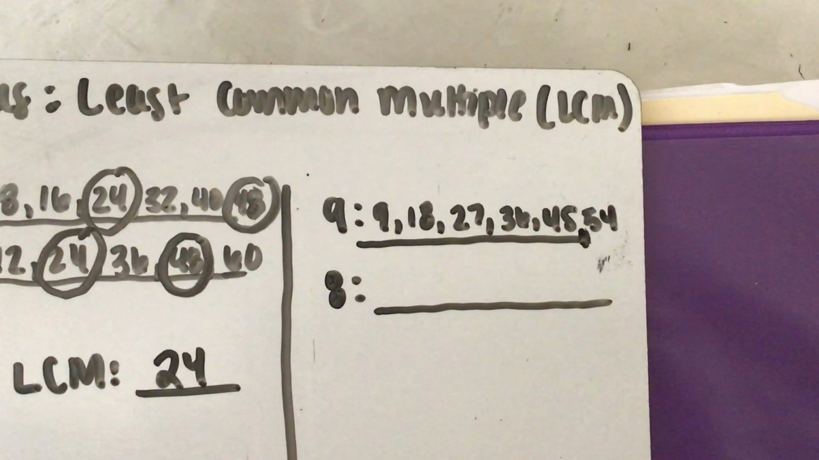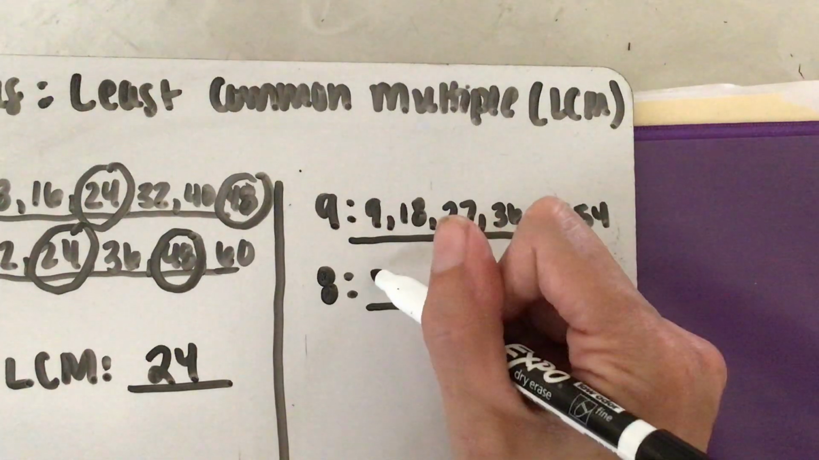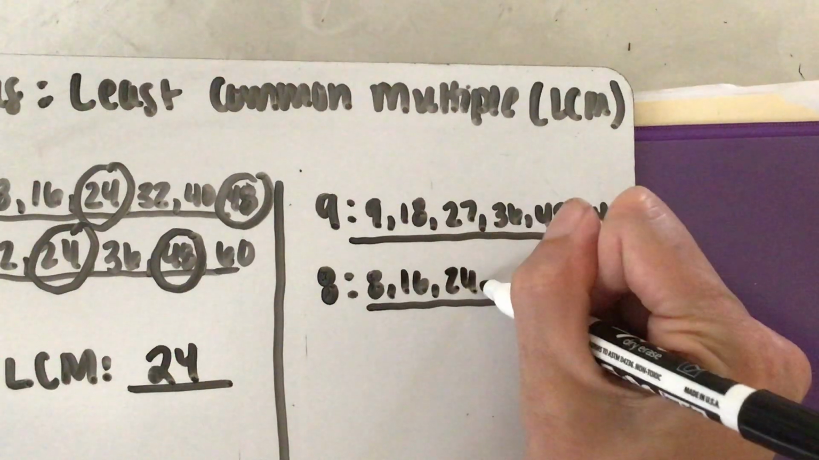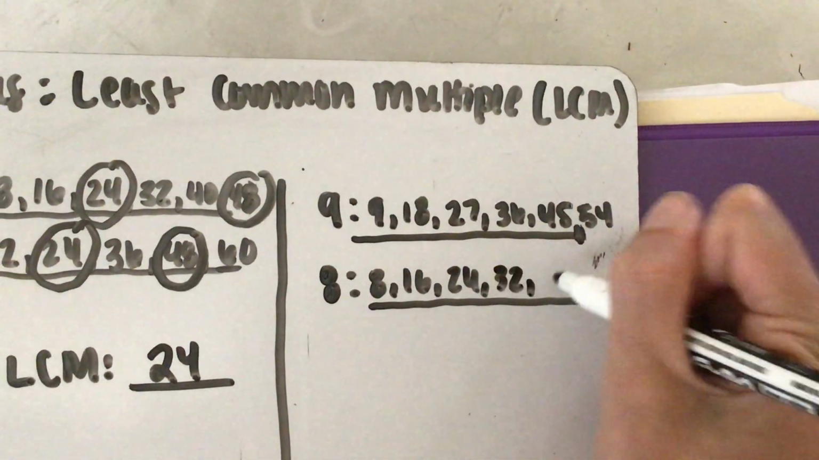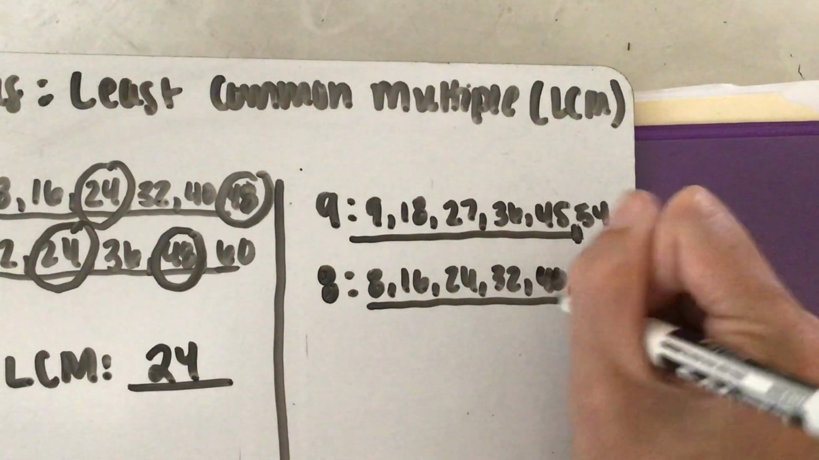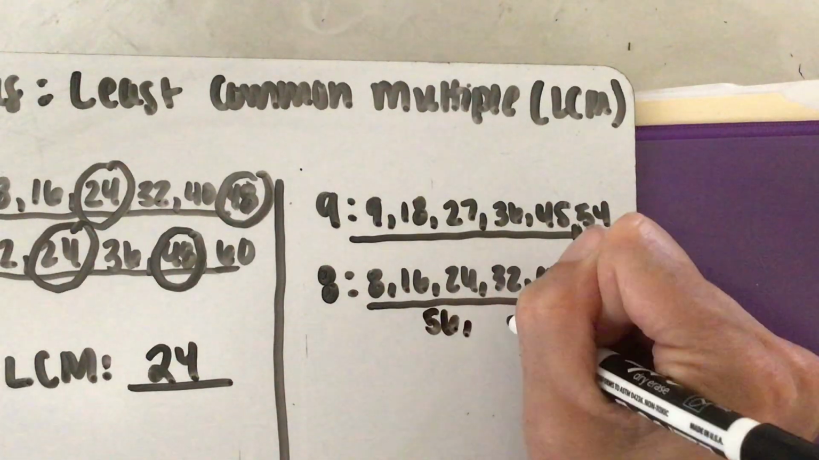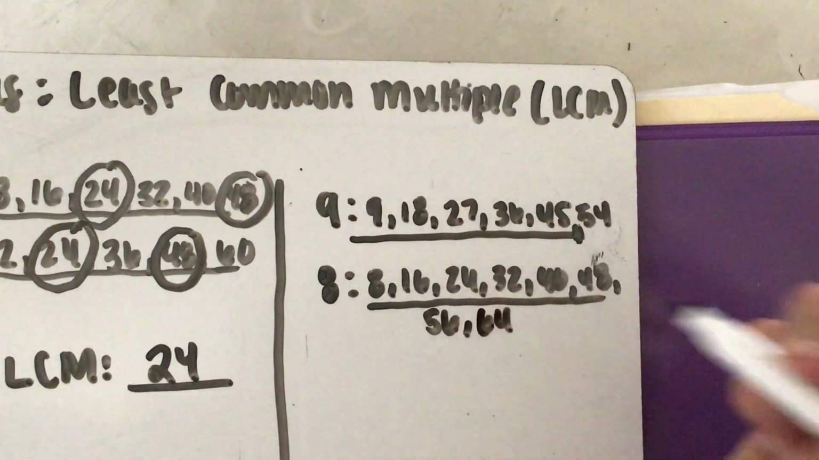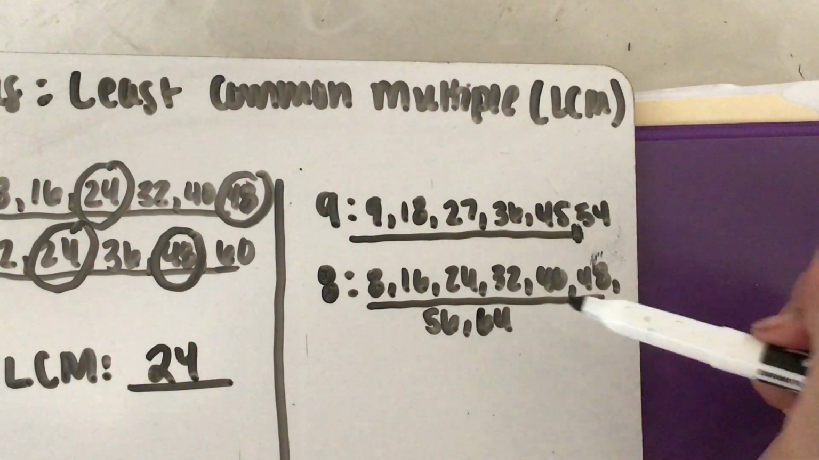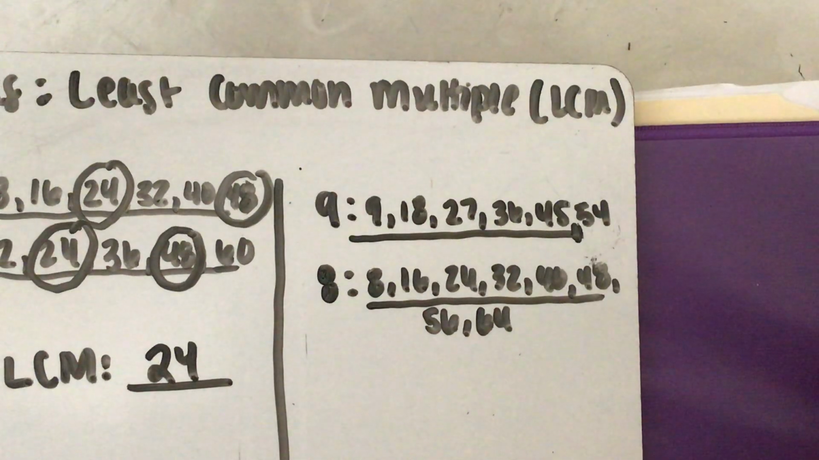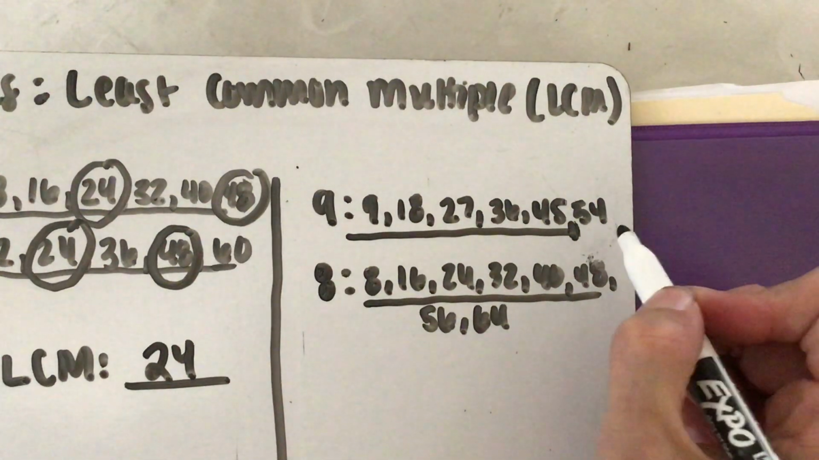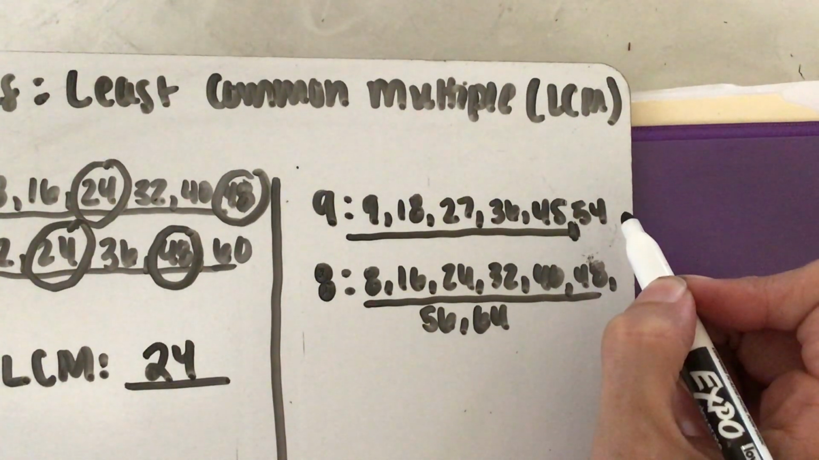Okay, then I'm going to go down to my 8, list my multiples of 8: 8, 16, 24, 32, 40, 48, 56, 64, and I'm noticing I haven't gotten one in common yet. If I stop here, I don't see a least common multiple because I don't see a common multiple at all, which tells me that I actually need to go back up here and keep listing out more multiples.